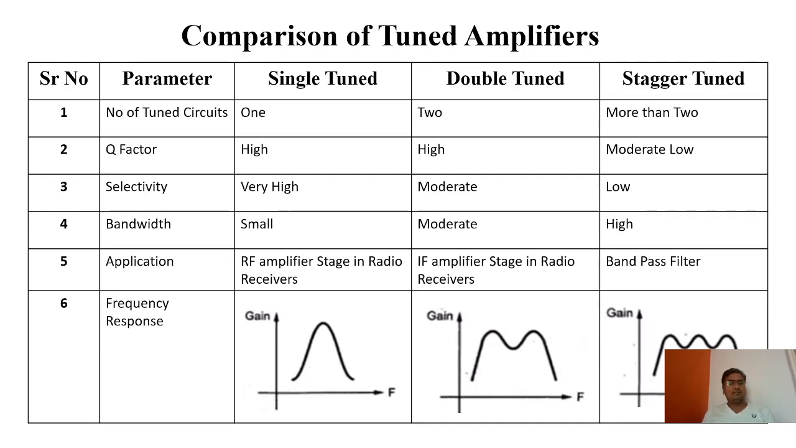Right. Now look at the bandwidth. The bandwidth is very small if I consider a single tuned amplifier. Then we go for a double tuned amplifier just to increase the bandwidth. So a double tuned amplifier has more bandwidth as compared to a single tuned amplifier. And in a stagger tuned amplifier, we worked again on the bandwidth and increased it further. So in a stagger tuned amplifier, the bandwidth that I will get is very high.